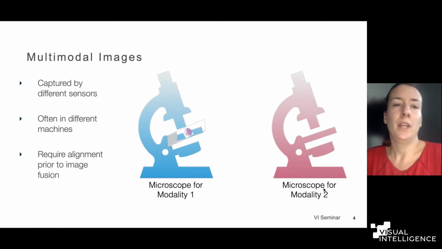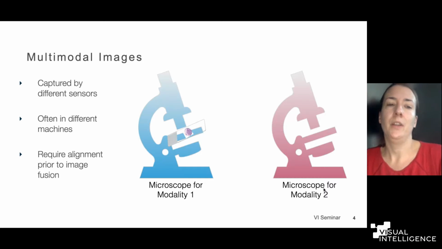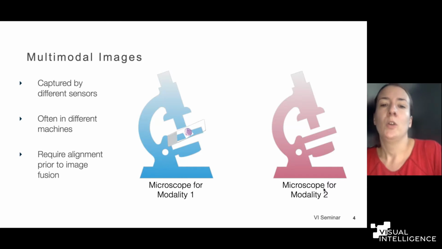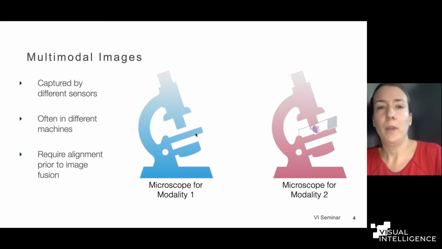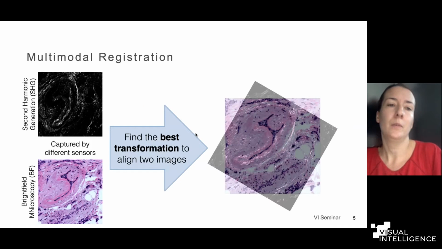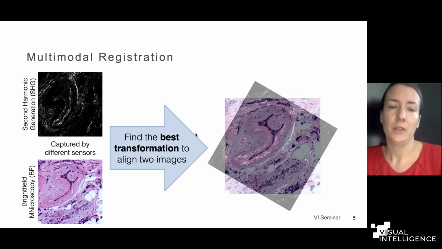So the problem is when I capture images with different sensors that very often, in particular with microscopy, they have to be captured in different machines. So they're not integrated in one and the same machine. So when I take my sample, for example, in the first microscope, and I transfer it into another microscope, the images that I get, they're usually not aligned. So I need to find the transformation that is between those images such that I can actually put them on top of each other and fuse the information that comes from these two sensors. And that task is called multimodal image registration.